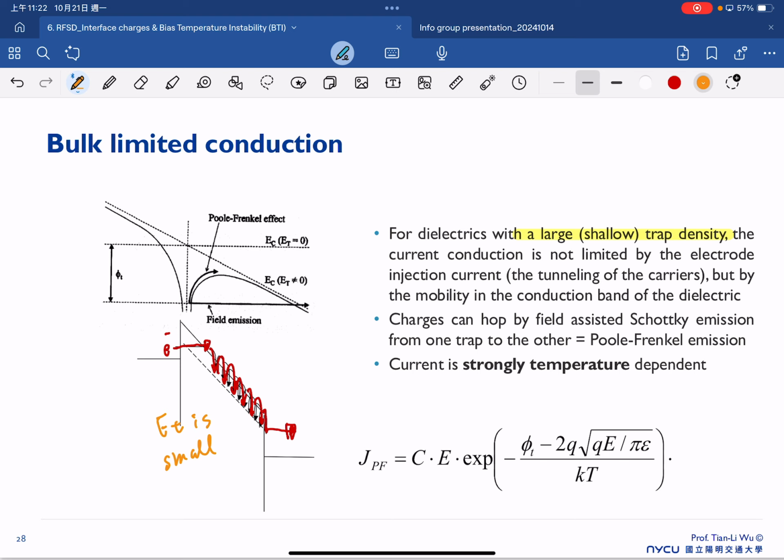And this is generally what we call Poole-Frenkel emission, because we have a defect that can start to help us to do this conduction here. And the current is strongly temperature dependent, so we can see there are temperature factors inside this equation.